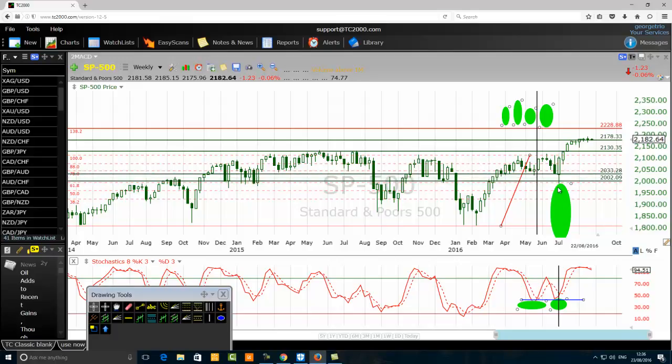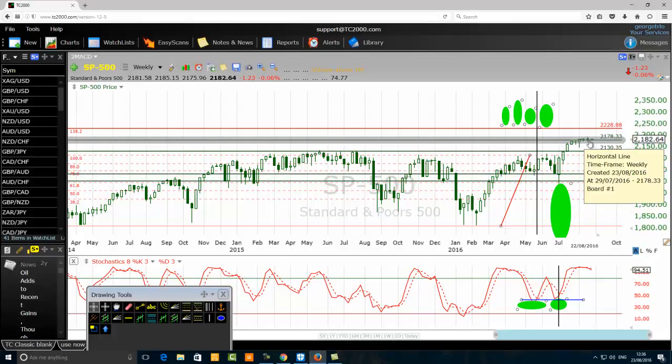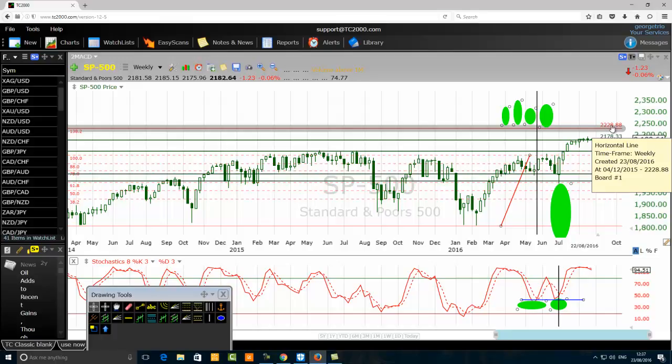As you can see, the swing traders that have recognized this pattern bought the S&P 500 here, and the price went up to the first resistance at 2130. Now it breaks above it. The next challenge for this bullish progression is 2228.